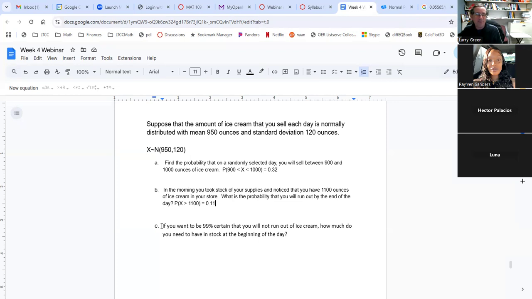Okay, now part C. You want to be 99% certain that you'll not run out of ice cream. How much do you need to have in stock at the beginning of the day? So if you want to be 99% certain you're not going to run out, that means there's a 99% chance that X is going to be greater than a certain number or less than a certain number for what you want to stock.